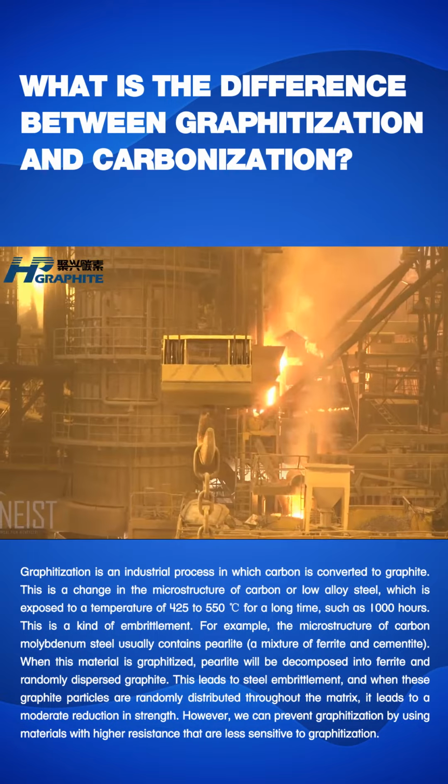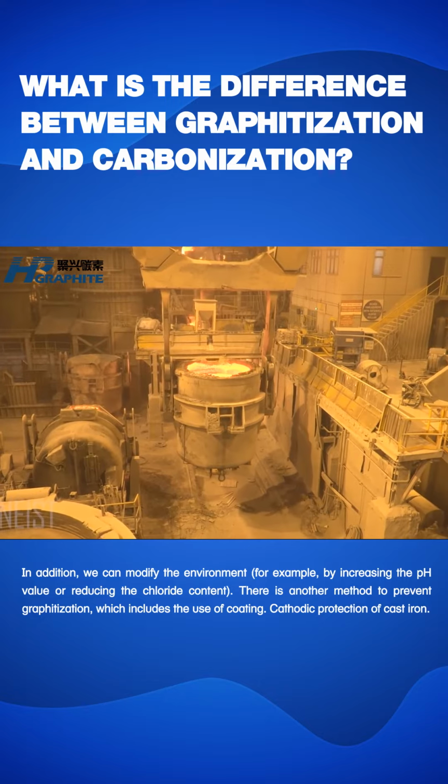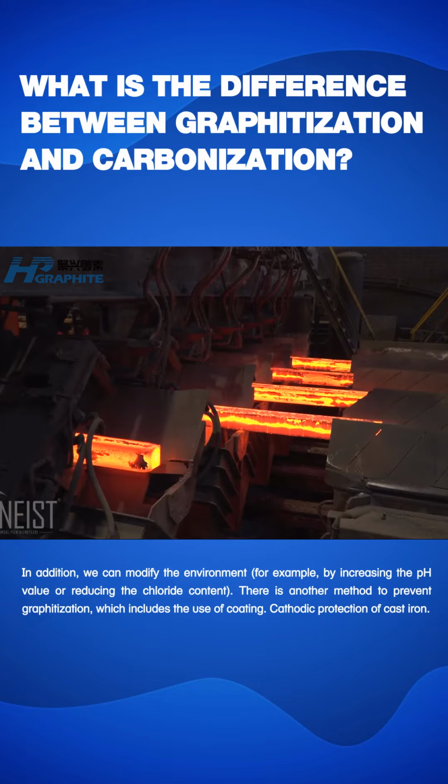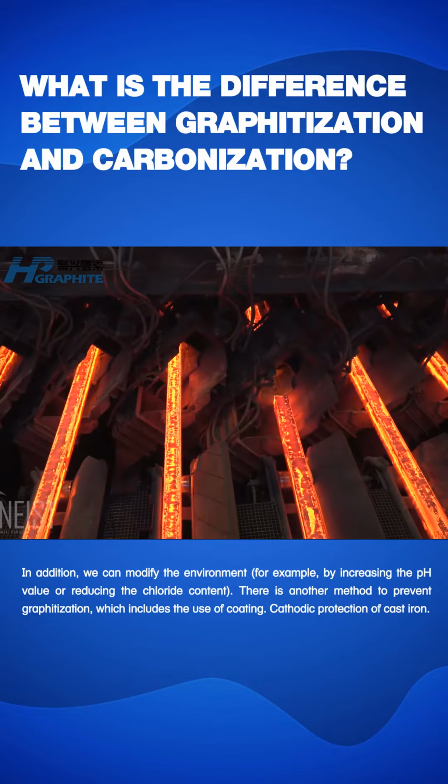However, we can prevent graphitization by using materials with higher resistance that are less sensitive to graphitization. In addition, we can modify the environment, for example, by increasing the pH value or reducing the chloride content. There is another method to prevent graphitization, which includes the use of coating. Cathodic protection of cast iron.